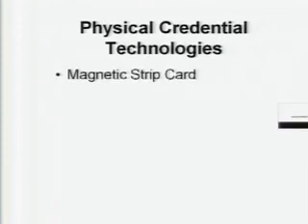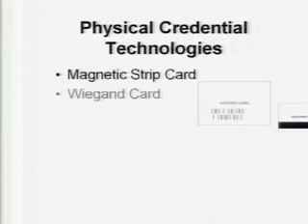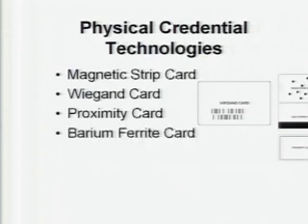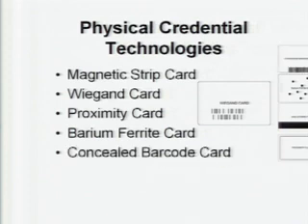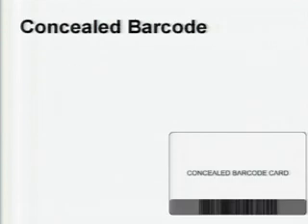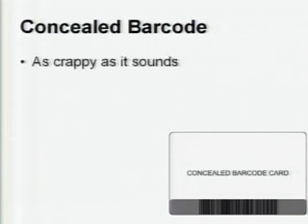So we have, as you're all aware, the magstripe card. Everyone's got one in their pocket right now. The Wiegand card, which we'll go into a little bit later. Proximity cards, again, most of you probably own one of these. The barium ferrite card, which you probably don't, though you might have 10, 15 years ago. The concealed barcode card, which I hope you don't own. And contactless smart cards. I am going to go through this stuff quite fast because it's just to give you a brief overview of how this stuff works. So, the concealed barcode card. It is as crappy as it sounds.